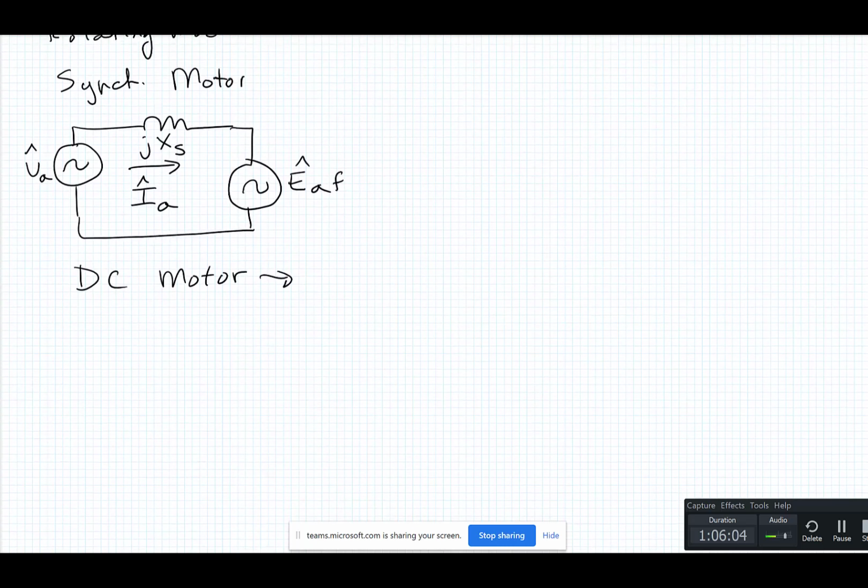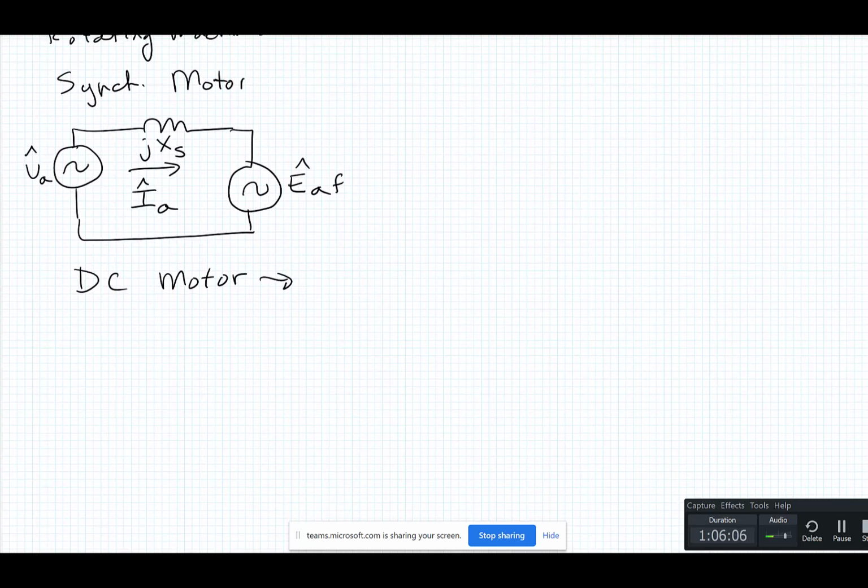Electrically, what do you have? You've got a rotor. So this is rotating. This is the field. It's rotating, and it's interacting with a stationary part of the armature, which looks like an inductance, because it's a coil winding that has AC excitation.